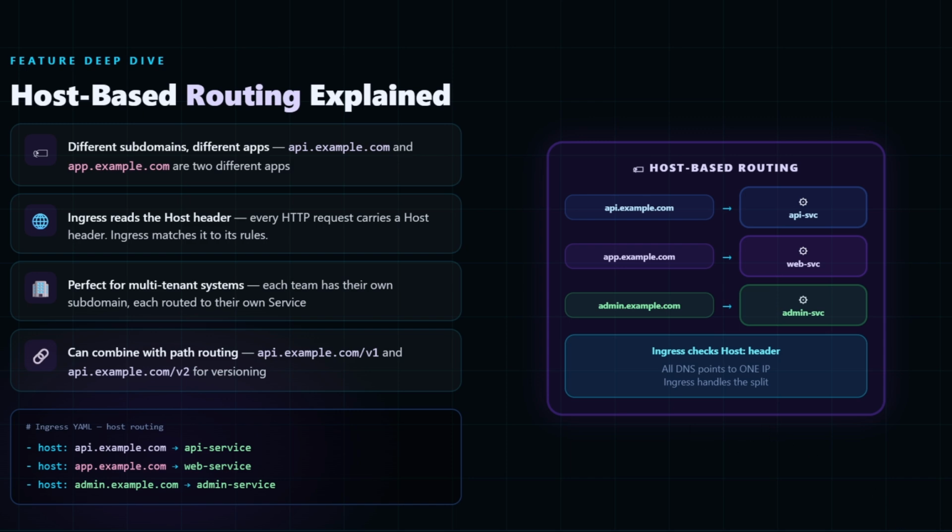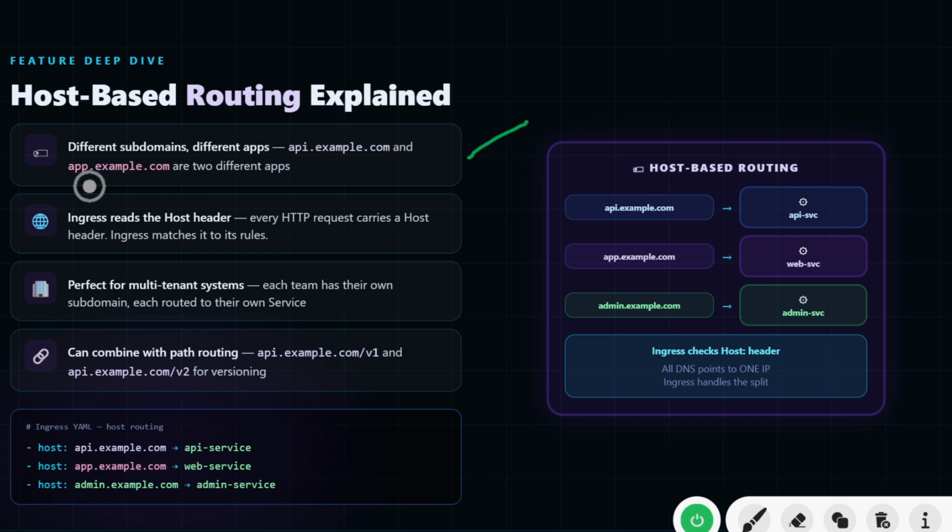Now let us understand host-based routing. Here it is a different subdomain for different applications. The example is api.example.com and app.example.com, which are two different applications. Ingress will read the host header. Each and every HTTP request carries a host header, and Ingress is going to match it to its associated rule binding. It is preferred for multi-tenant systems.